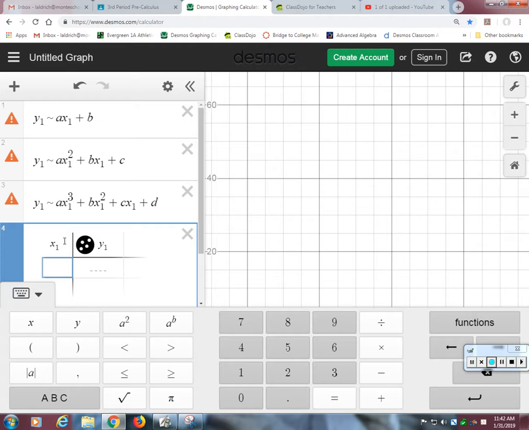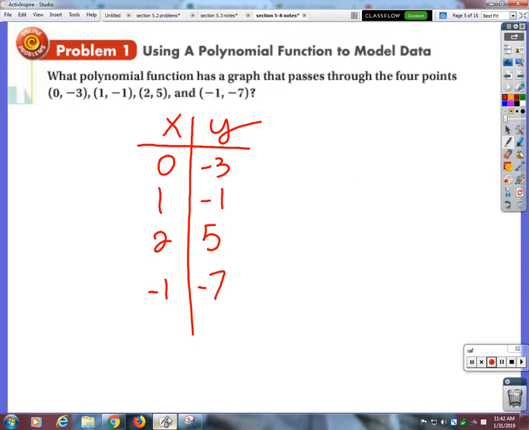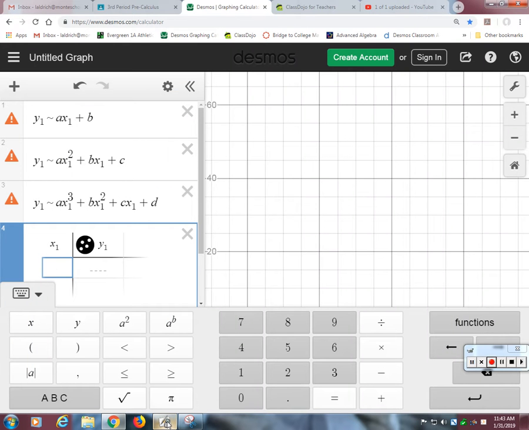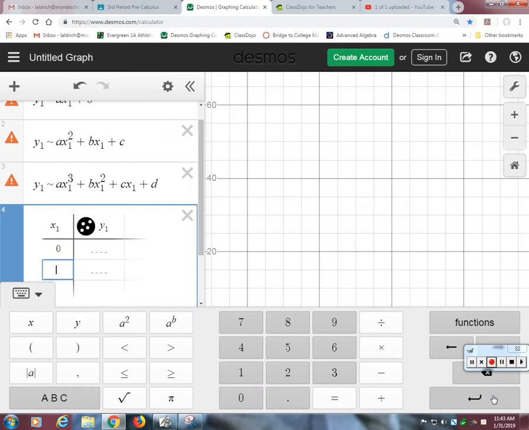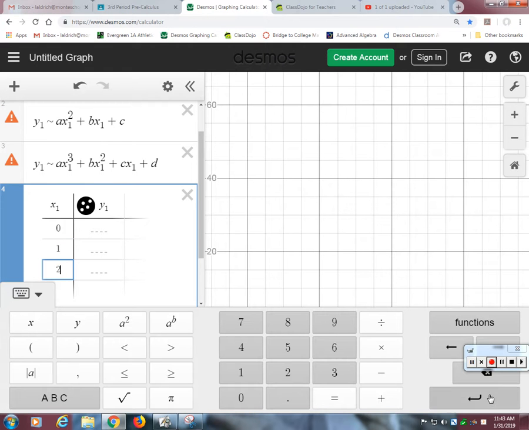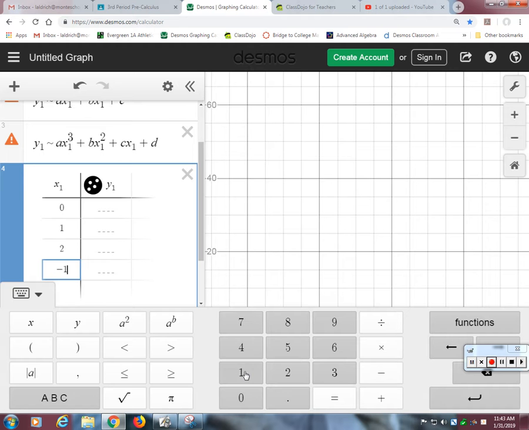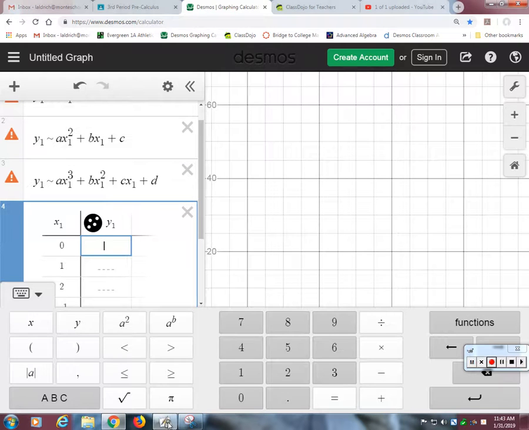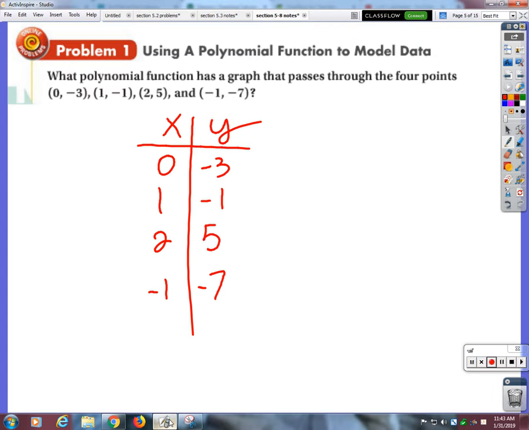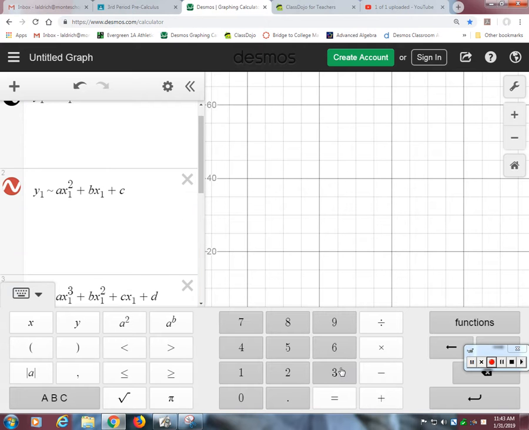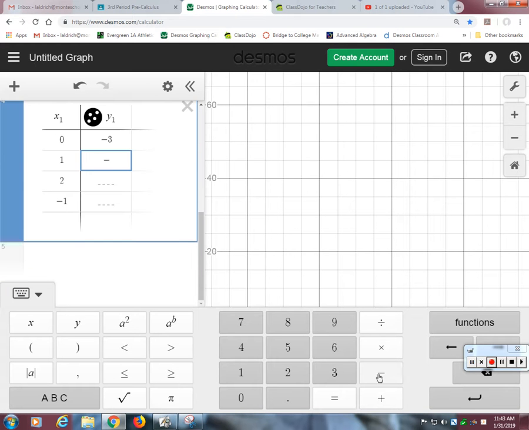Okay, so let's enter the points now. I'm going to put in the x's first: 0, 1, 2, and negative 1. And then I'm going to enter in the y's. The y's were negative 3, negative 1, 5, and negative 7.